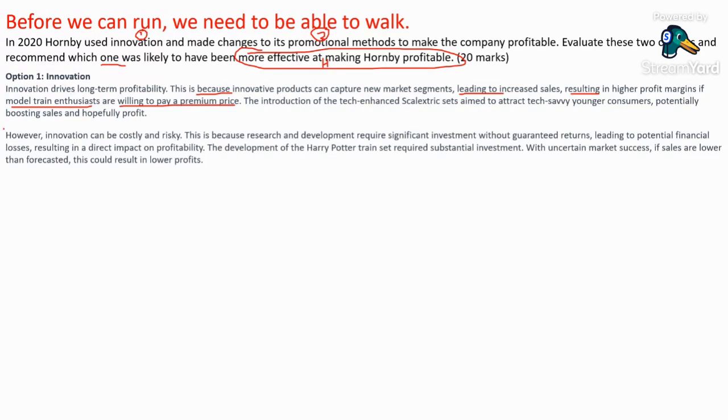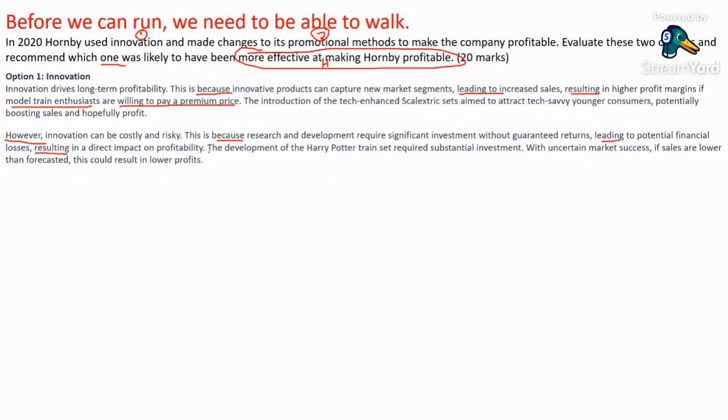So, however, what a wonderful way to tell the examiner, hold tight, here comes my counter argument. However, innovation can be costly and risky. Point. This is because research and development requires significant investment without guaranteed returns, potentially leading to financial losses, chain of argument, resulting in, another chain of argument, a direct impact on profitability. We've got the hook there, totally abstract so far.